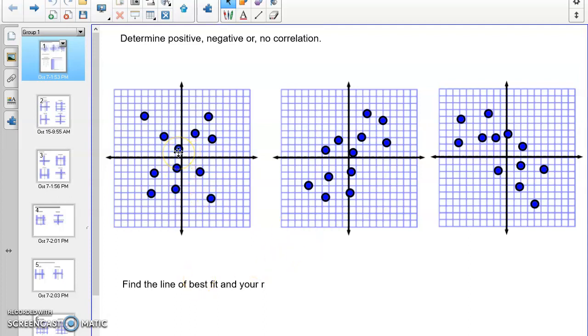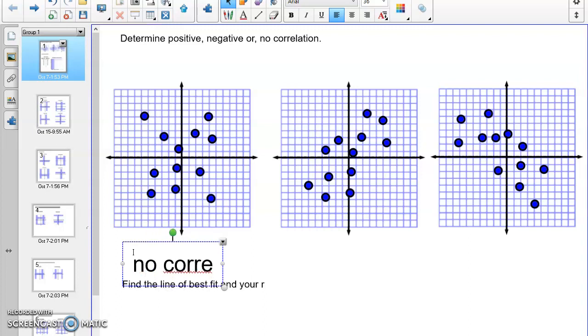Alright guys, here's the review for section 2.5 to 2.8. The first three is just determining the correlation of the points on the graph. In this case, the points here are all over the place. There's no really set line I can draw through them. So in that case, the answer is going to be no correlation.